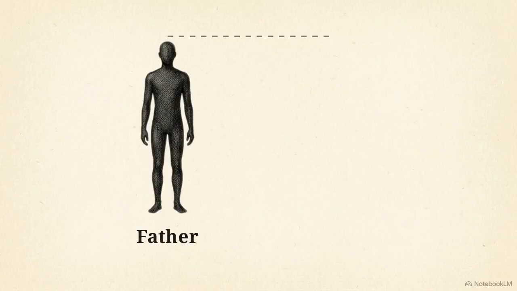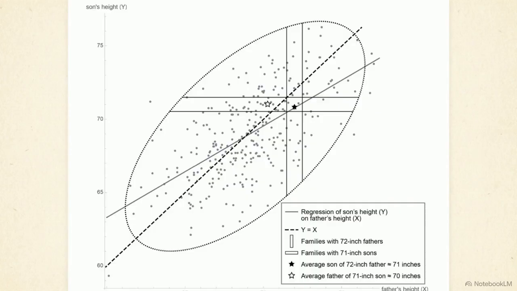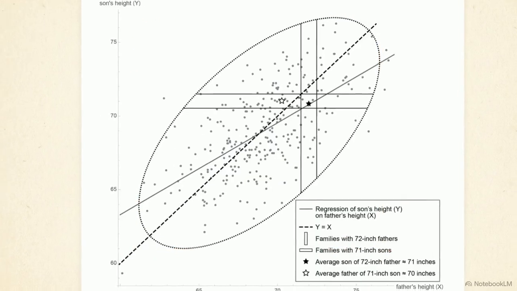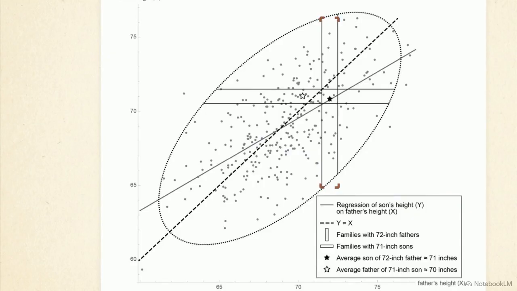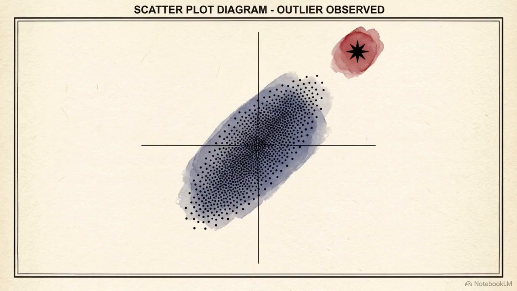To see where his physical model failed, we have to look at the real-world measurements Galton collected, specifically comparing the heights of hundreds of fathers against the heights of their adult sons. This scatter plot maps those real-world measurements, forming an elliptical cluster of data points. If you isolate a vertical slice of tall 72-inch fathers, their sons are also tall, but as the black star shows, their average height drops down to 71 inches. Galton had stumbled onto the statistical concept of regression to the mean. Extreme observations are usually followed by more moderate ones.